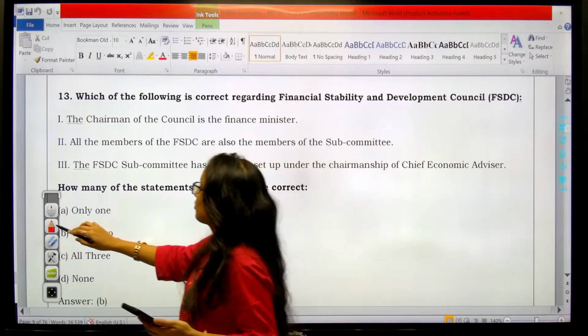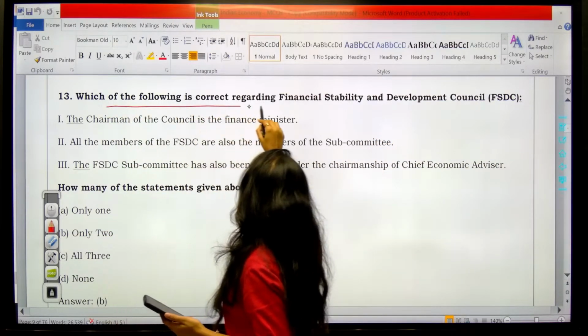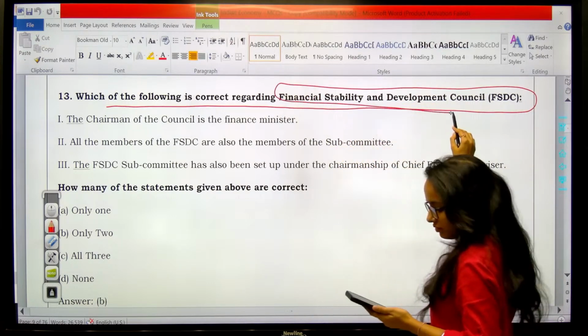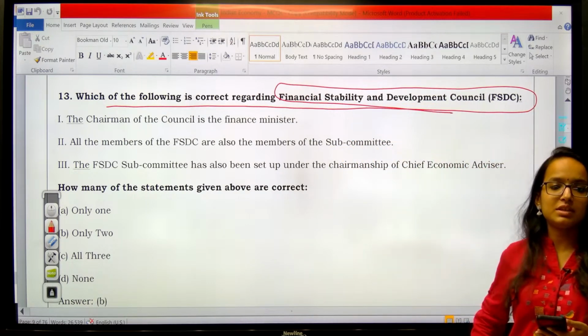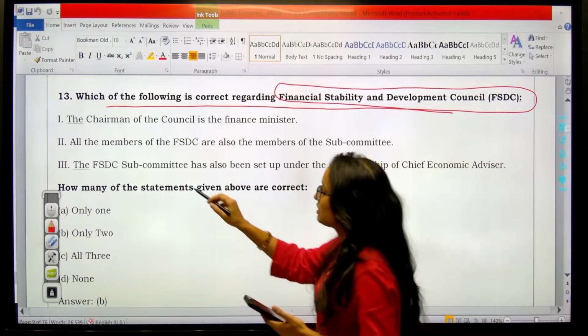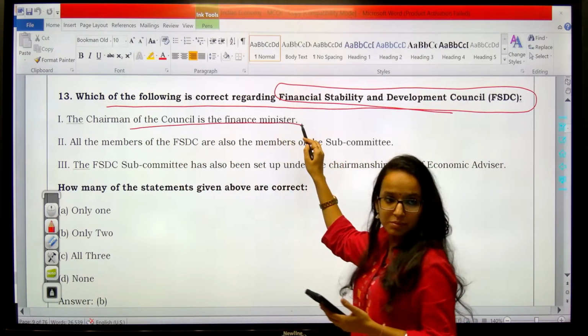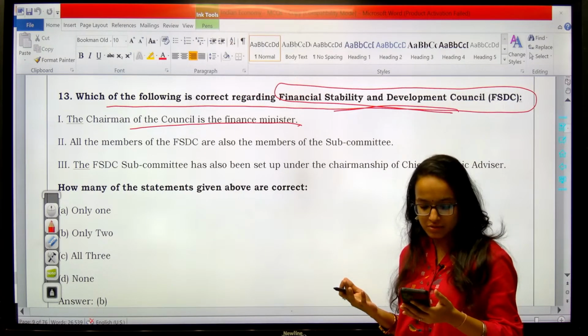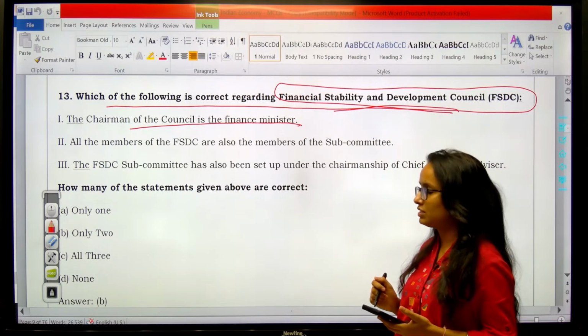Question number 13. Which of the following is correct regarding Financial Stability and Development Council, FSDC? So statements are given. First is the chairman of the council is the Finance Minister. Financial Stability and Development Council, you must have read about it, right? First says the chairman is the Finance Minister.